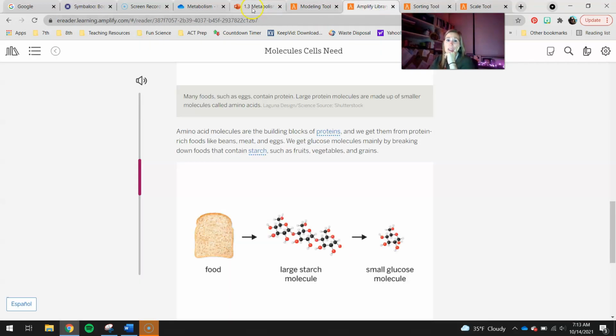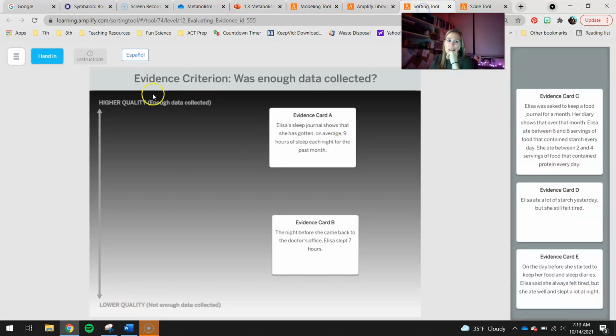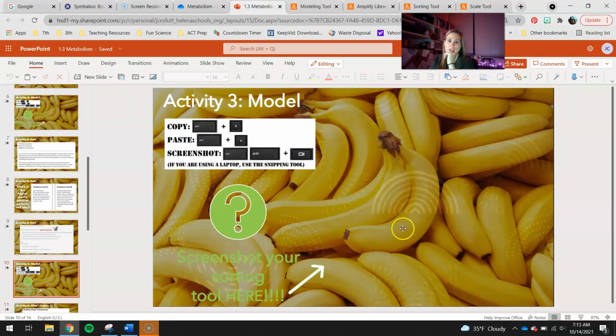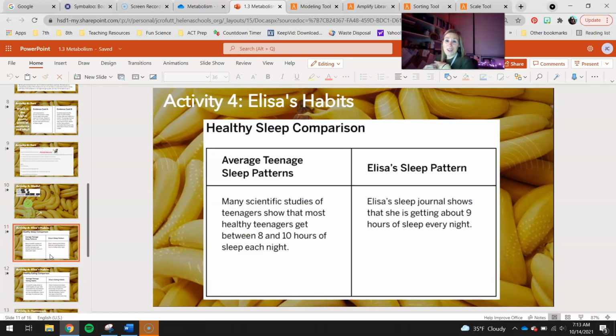And then you're going to do the same thing that we did with the modeling tool. You're going to go ahead and screenshot. You just need this little square right here, okay? All right, so screenshot that there, and then moving on, this is actually what we're going to compare Elisa's to.